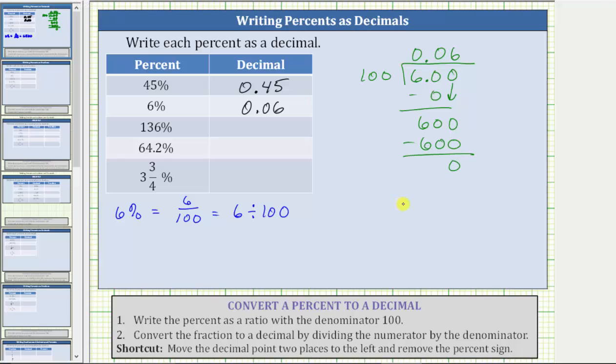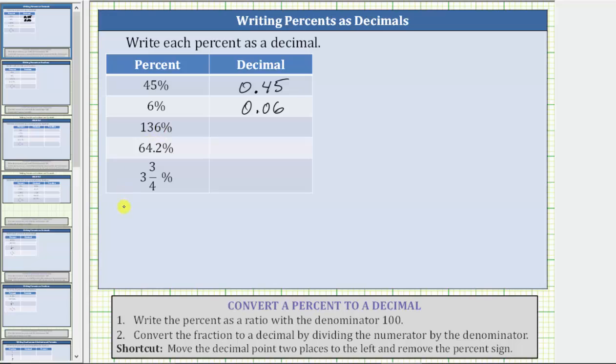Using the shortcut, we begin with 6%. Right now the decimal point is to the right of the 6. For the shortcut, move the decimal 2 places to the left, so 1, 2. The decimal point is now here. We're missing a digit here. We always replace missing digits with zeros. So we place a 0 here and remove the percent sign as well as the old decimal, which does give us a decimal 0.06.